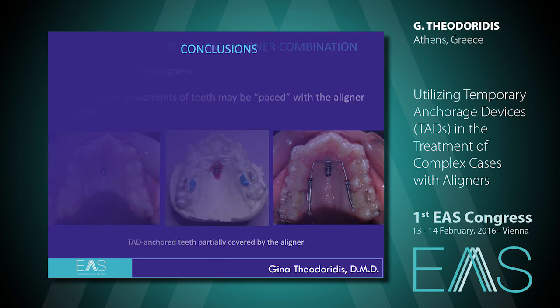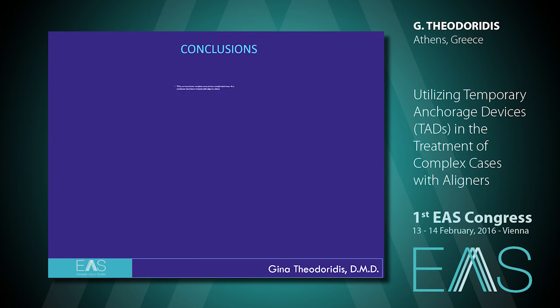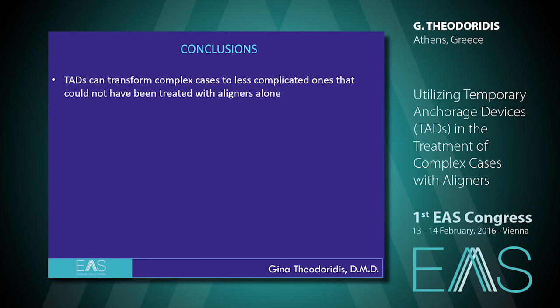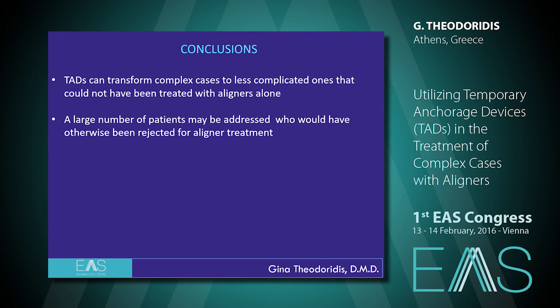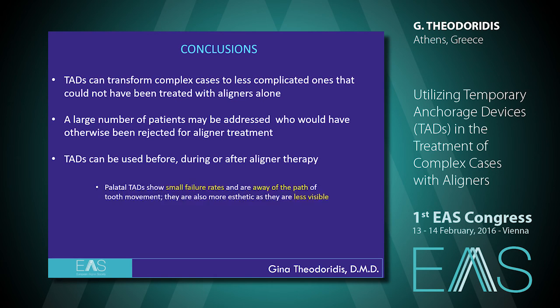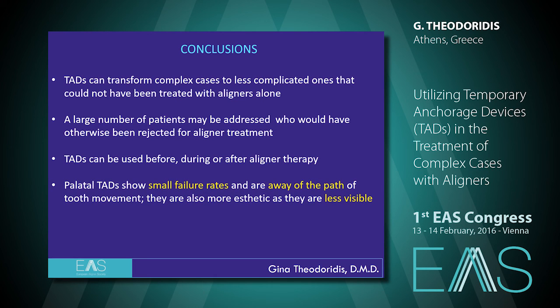So what are the conclusions? TADs can transform complex cases to simple ones that would not have been treated with aligners alone. A large number of patients can be addressed who would have otherwise been rejected for aligner treatment, and we have a lot of these patients asking for treatment, but they don't want visible appliances. TADs can be used before, during, or after aligner therapy, and palatal TADs show smaller failure rates, they're away from the path of tooth movement, and they're more aesthetic because they are completely invisible.